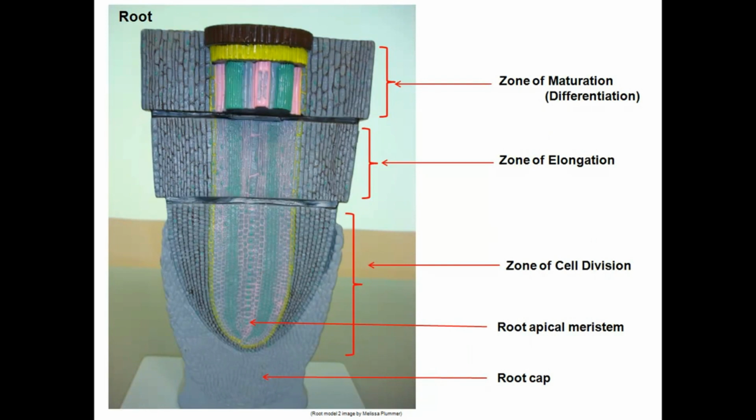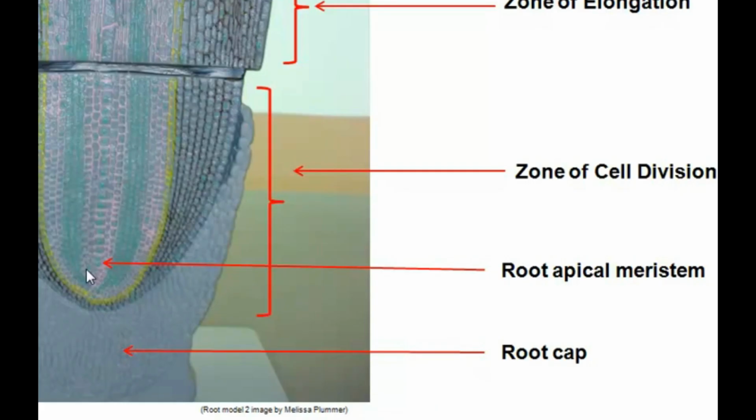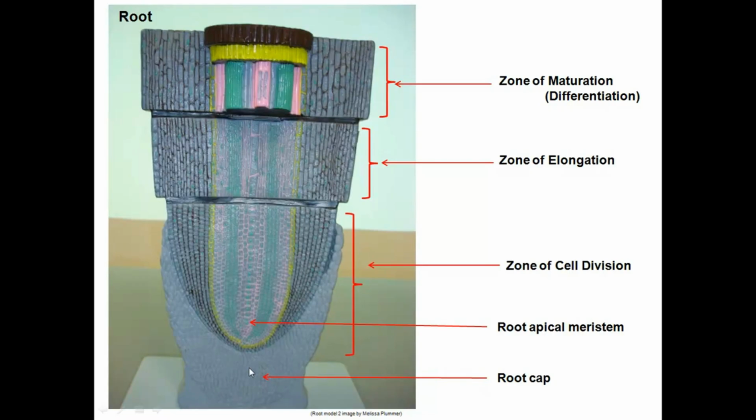This is the view of the longitudinal section of the root. The root tip is made up of 3 zones of growth. Let's start here at the tip where we find the root apical meristem giving rise to primary growth. This area of the root tip is very tender, so a protective root cap surrounds this much like a sewing thimble protects one's thumb. So here is the root cap.